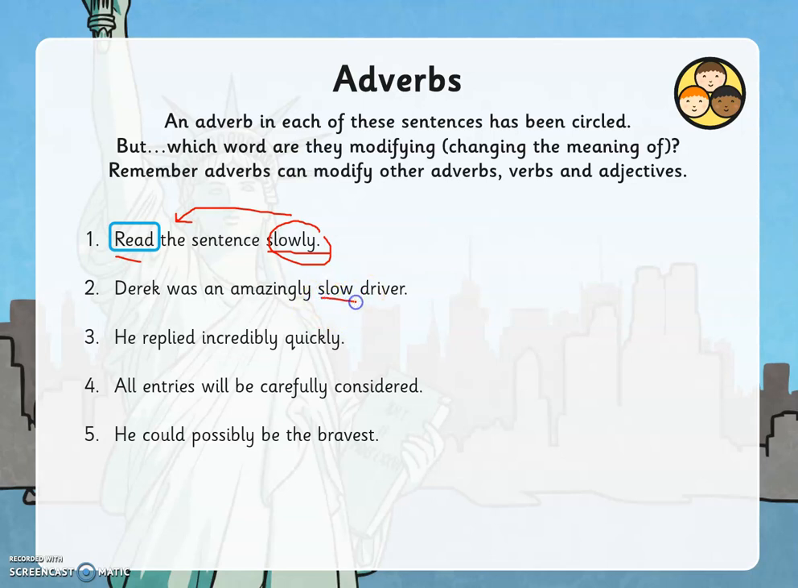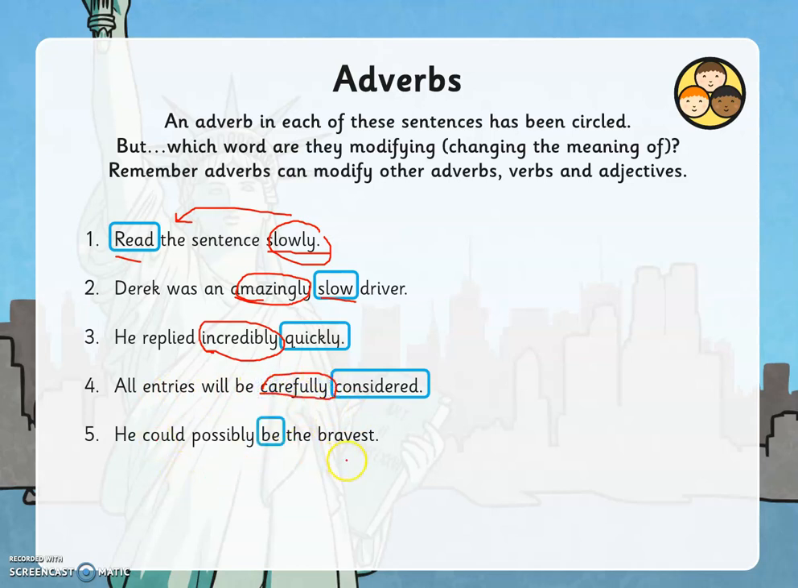So, slow. That's an adjective, but it's changed because it's amazingly slow. He's not just slow, it's frightening how slow he is. He replied incredibly quickly, which is the same here. Not just quickly, but incredibly quickly. So it's almost like quicker than quick, isn't it? All entries will be carefully considered. So, considered has changed its meaning. They're not just being considered, they're being carefully considered.